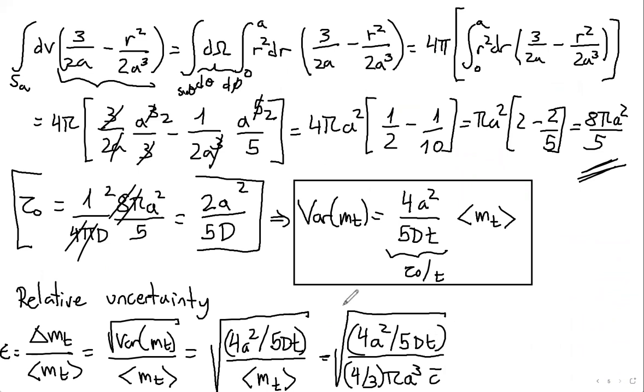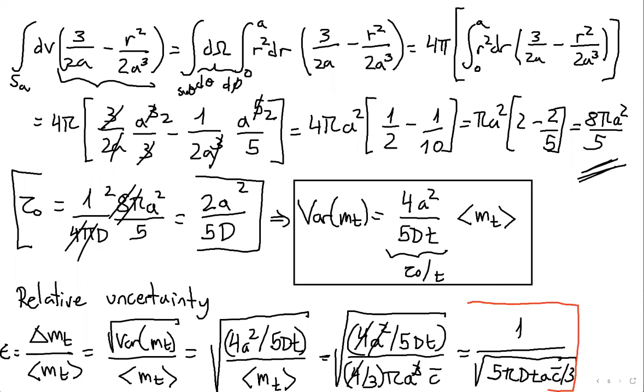This formula is nice because it depends on few parameters. We can take a square and have only one a, and then the 3 goes in the numerator and the 5 goes in the denominator. So altogether it becomes 1 divided by the square root of 5 pi dt a C bar divided by 3. This is the key result I wanted to highlight. I put it in red.